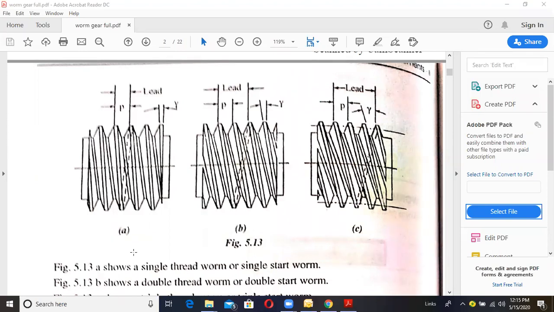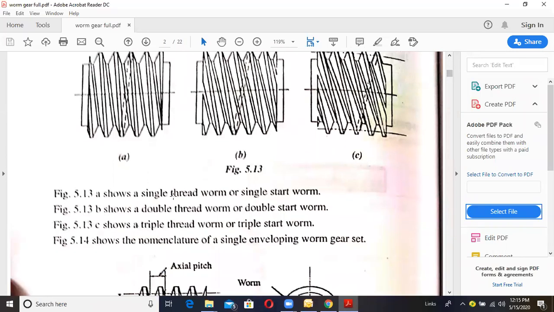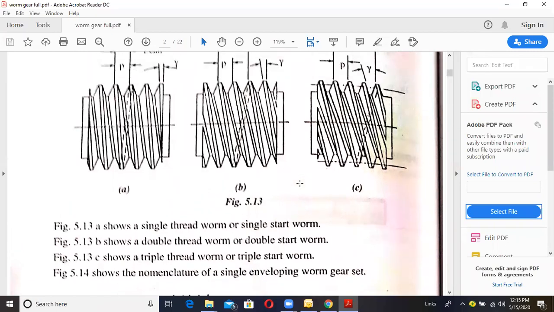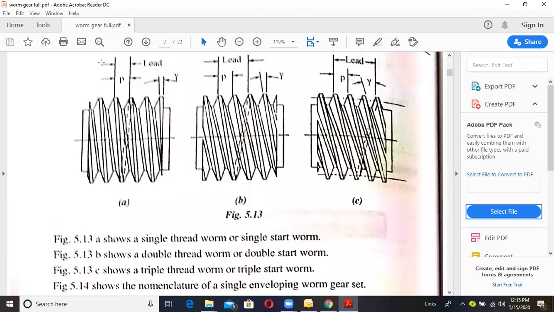Figure A shows a single thread worm, or single start worm. Here lead is equal to pitch; it has the same distance, P is equal to lead. But if you see figure B, lead is equal to how much? 2P, 2 times the pitch.